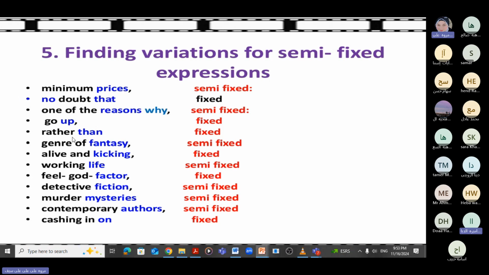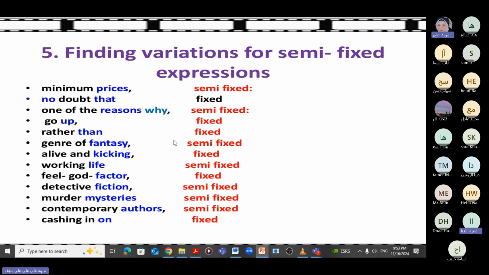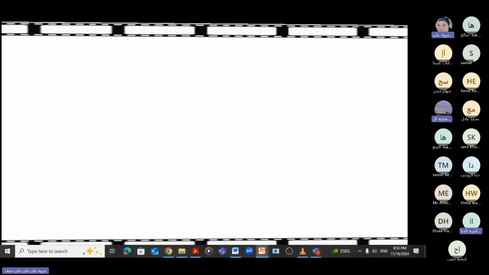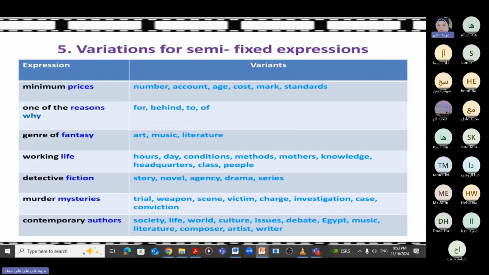And we have the semi-fixed expression, genre of fantasy. I guess I said it when I was reading them a while ago. Genre of reading, genre of film, excellent. Genre of reading, genre of movies. Excellent. So working life also, what should we say? What could we say, for example? Let me show you. Working time, working people. Okay, excellent. I heard it.